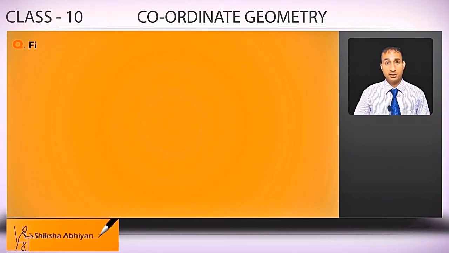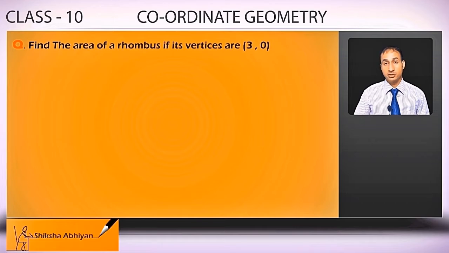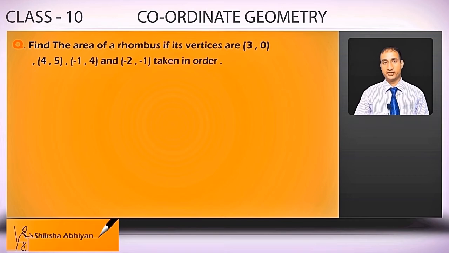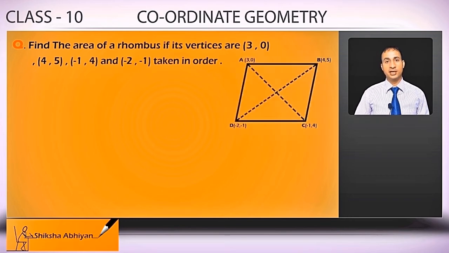Students, see the question. Find the area of a rhombus if its vertices are (3, 0), (4, 5), (-1, 4) and (-2, -1) taken in order. यानी ऑर्डर वाइज ये 4 वर्टिसेस दी हुई है रोम्बस की और हमें उसका एरिया निकालना है.